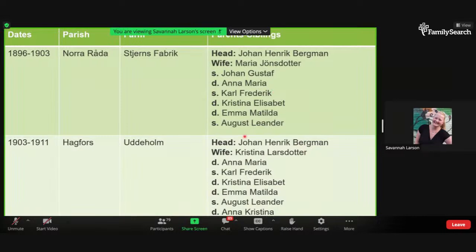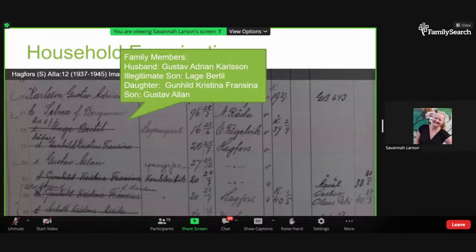We've got Johan Henrik and his family going forward. Here's another one of those records. We've got her living with her husband now, and they've got Lagerbertil. And here's where the notes start to get interesting and start to tell us a little bit of the story that we didn't know before.